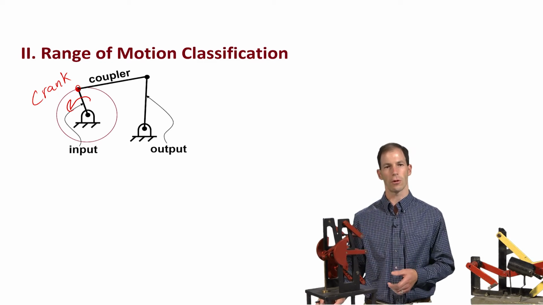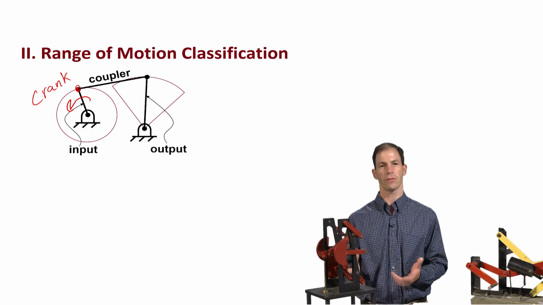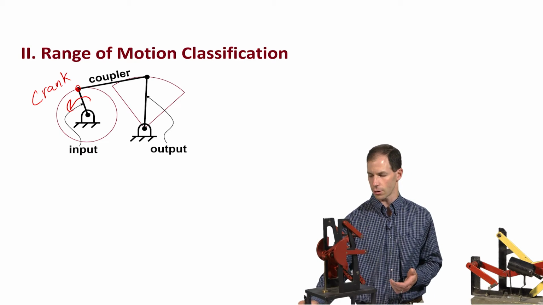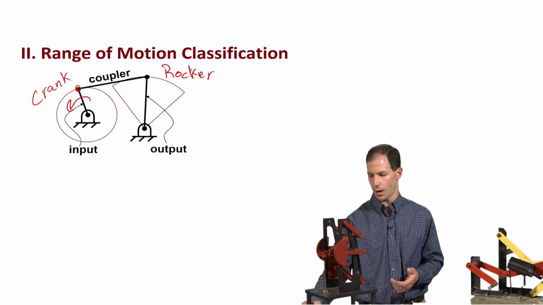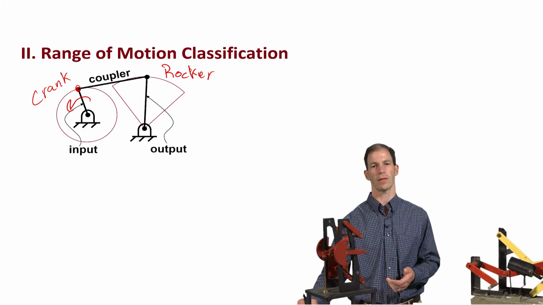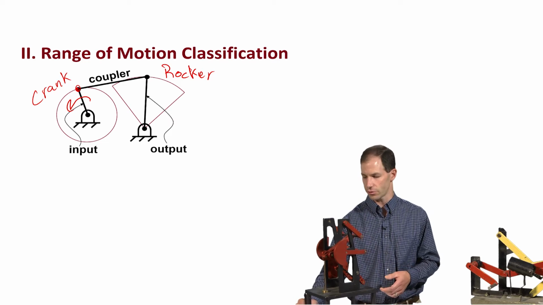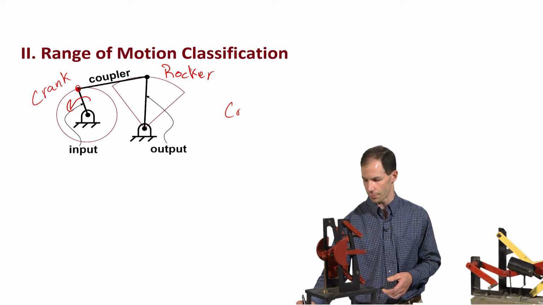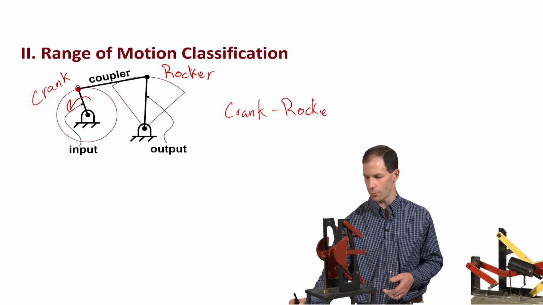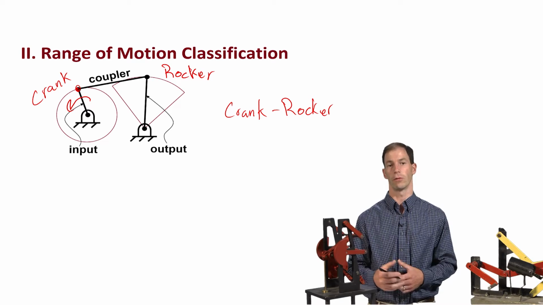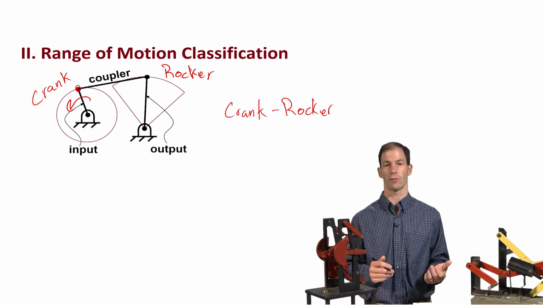And as it does so, what would happen to the output link? Well, because of the geometry of this, my output link would move back and forth in an arc, and we call this a rocker. So because my input side of the mechanism is a crank, the output is a rocker, I call this a crank-rocker mechanism. And that is enough to describe generally how this mechanism moves. Input cranks, output rocks back and forth.